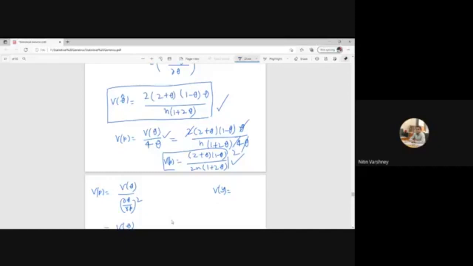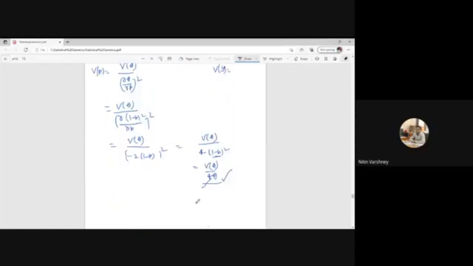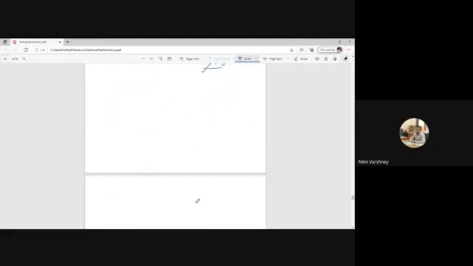Now the next method is the minimum chi-square method. Next method is minimum chi-square method, in which, that is our fourth method, minimum chi-square method.